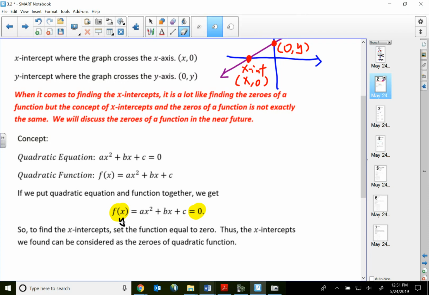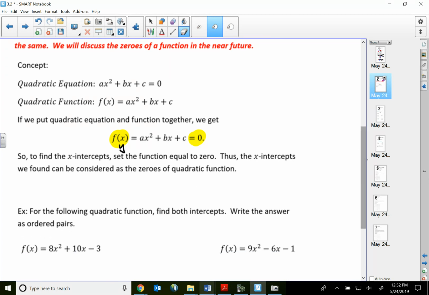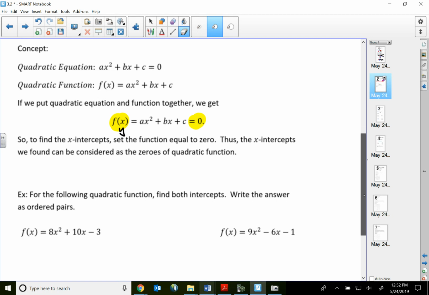Whenever we talk about the zero of a function, the 0 is referring to y being 0. Your job is to find the x, which is a very similar concept, not the same, as finding the x-intercept. So in order to find the x-intercept, we're going to set our function equal to 0. The x-intercept we found can be considered a zero of a quadratic function, since we're talking about quadratics here. All right, let's give it a try.